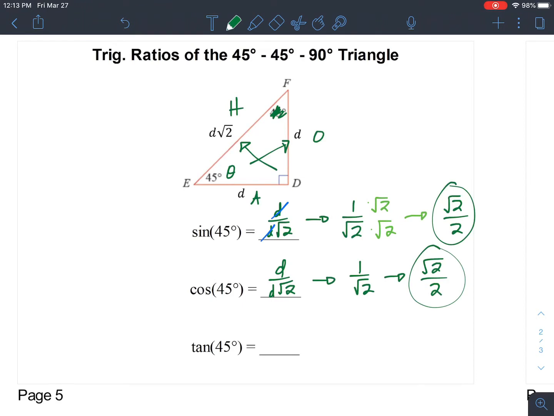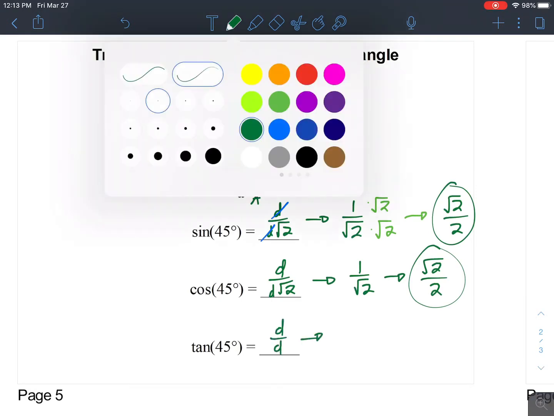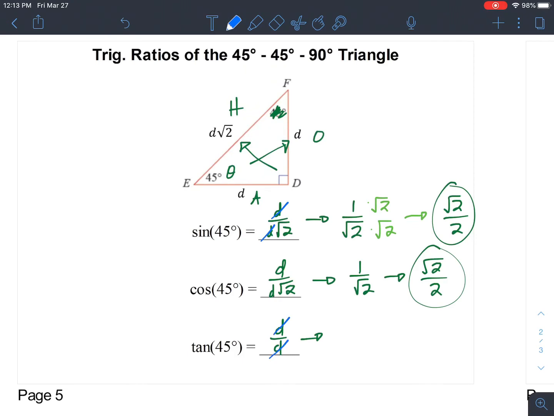And now our last one, tangent is the opposite over the adjacent. We get d over d. We can see that both of those cancel, and we end up with 1. So that's an interesting value there. Tangent of 45 will always be equal to 1. And that makes sense too, because if you look at our sides, opposite and adjacent are always equal to each other, so yes, the ratio for those two should always be 1.